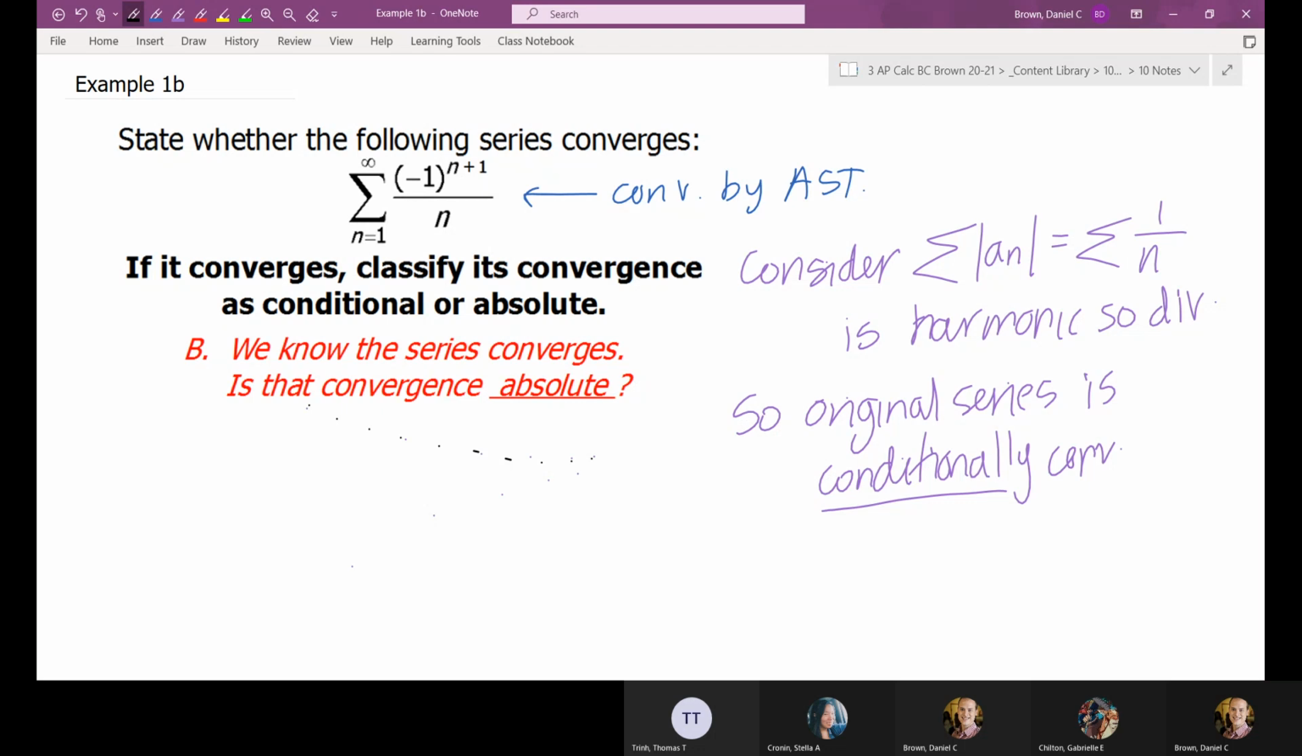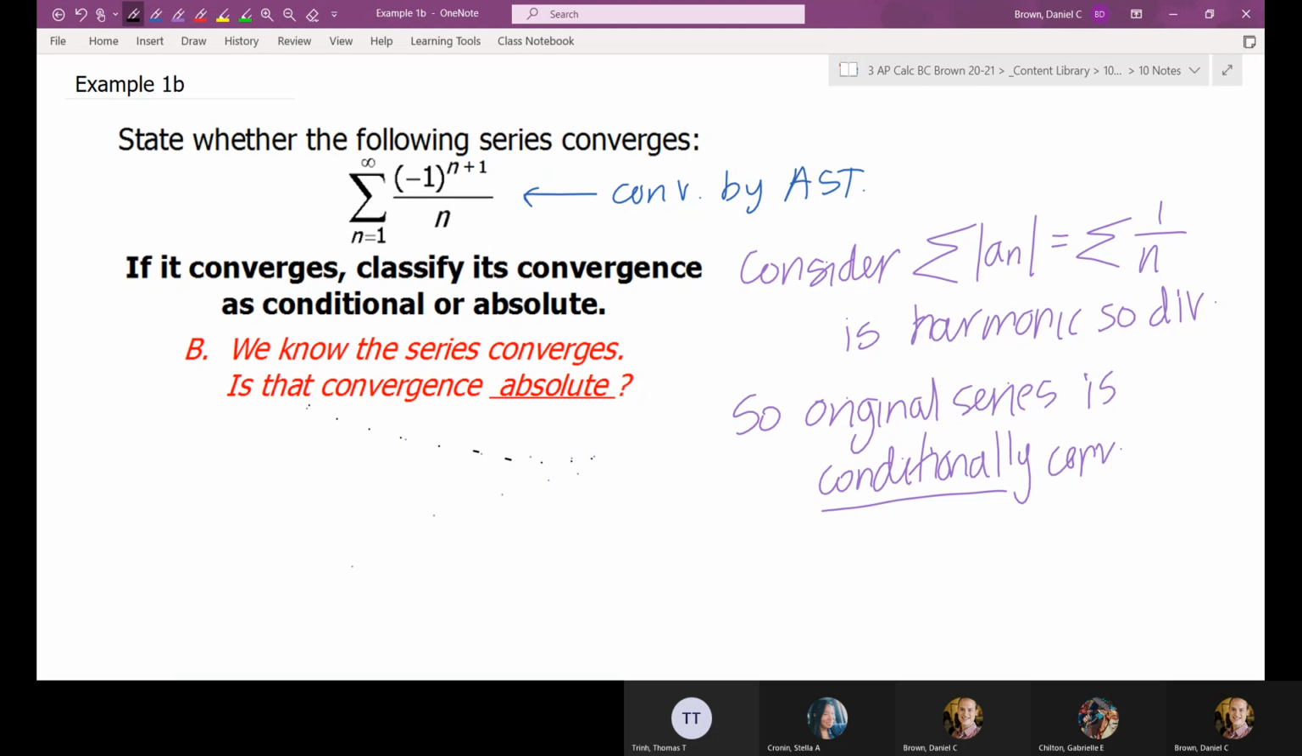Questions on absolute convergence? Yes? Do we need to say why it's conditionally convergent? No, that works. As long as you've shown that the absolute value diverges, it's conditionally convergent. If your absolute value is convergent, then you just say it converges absolutely.